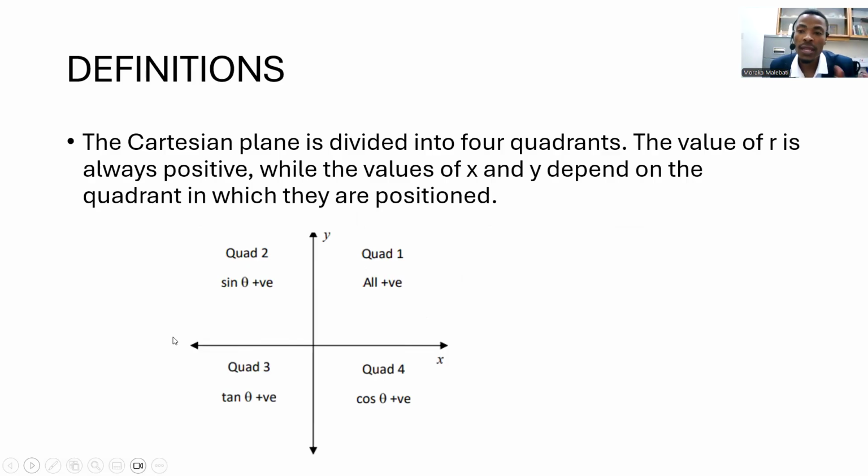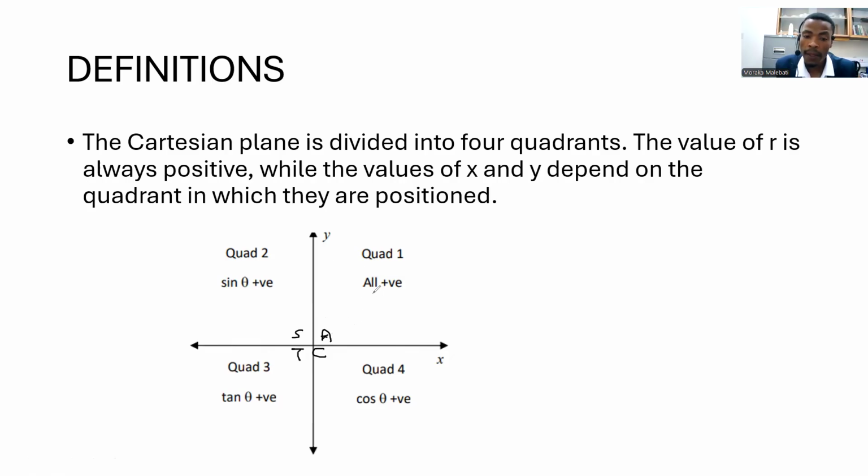So we're going to start with the basics. We have to know the definitions in trigonometry. We have the Cartesian plane like this, which is divided into four quadrants: quadrant one, two, three, four. And usually we use what we call the CAST, which is the simplest one.